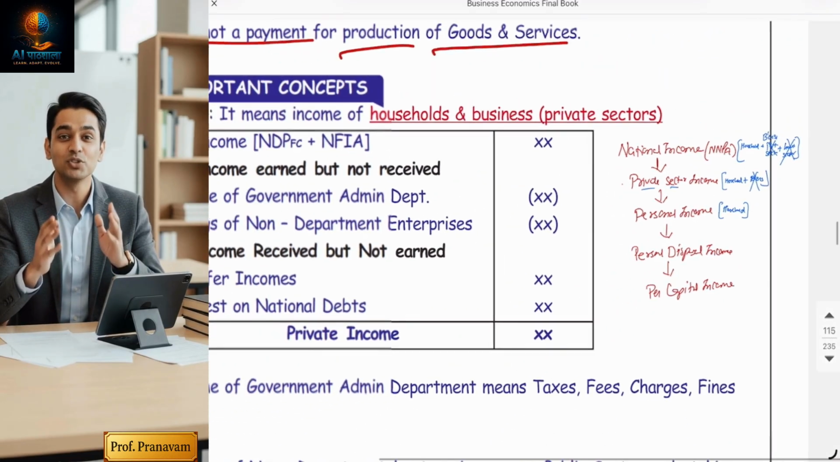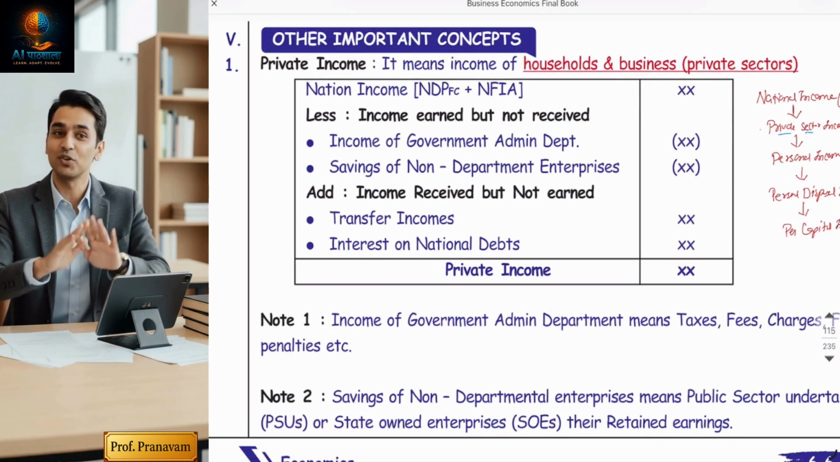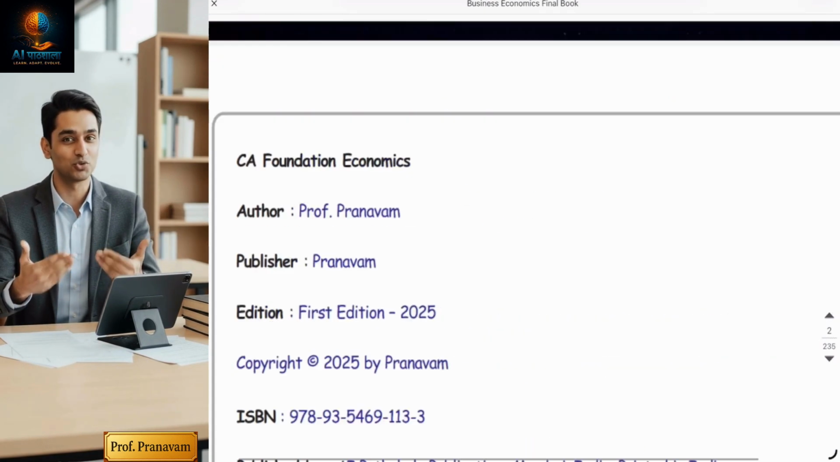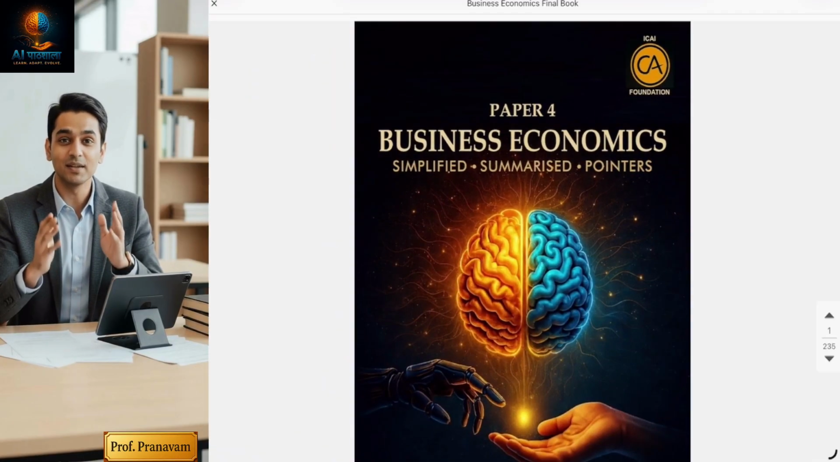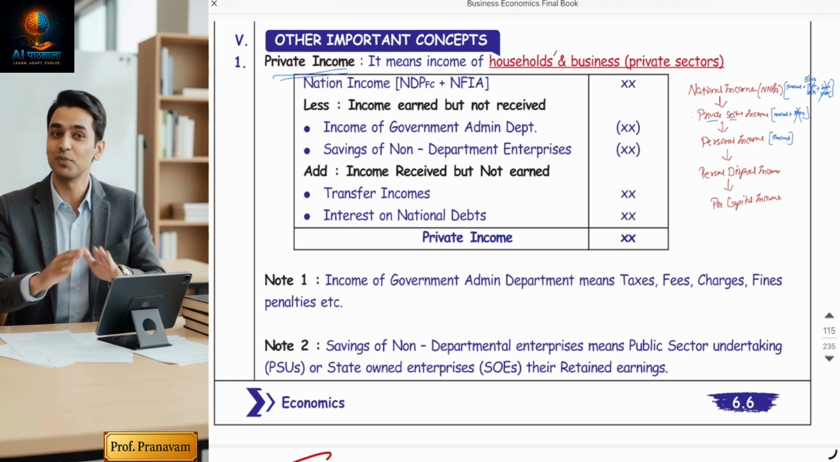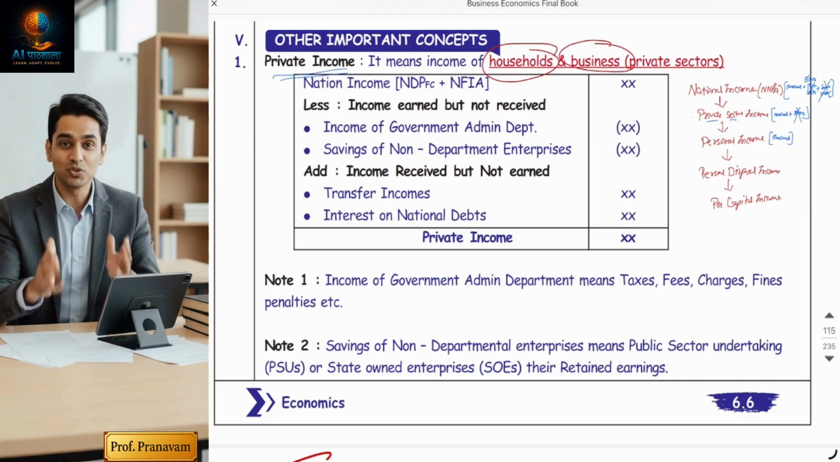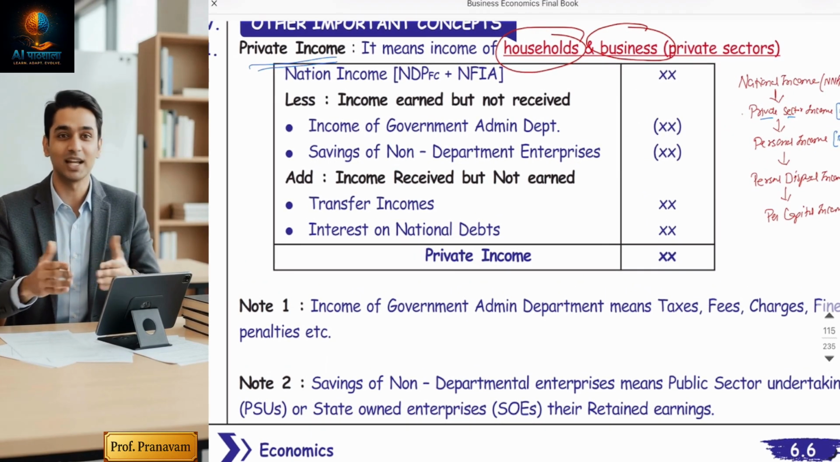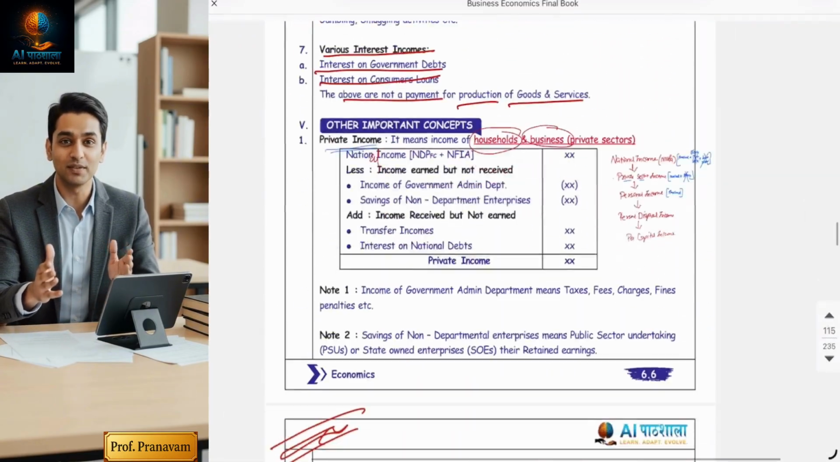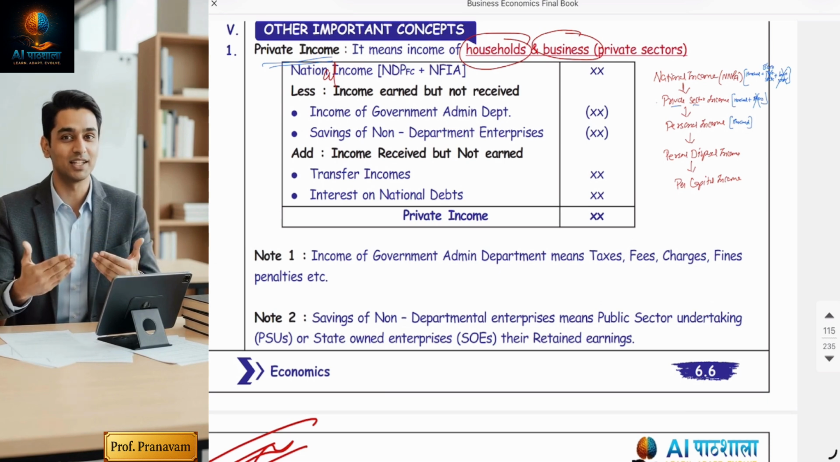Let us understand first private sector income and personal income. Private income is the income of households and private sector businesses, right? So to derive private income from national income, some adjustments need to be done. First you should consider national income, that is NDP at factor cost plus NFIA, and then you have to reduce some adjustments.